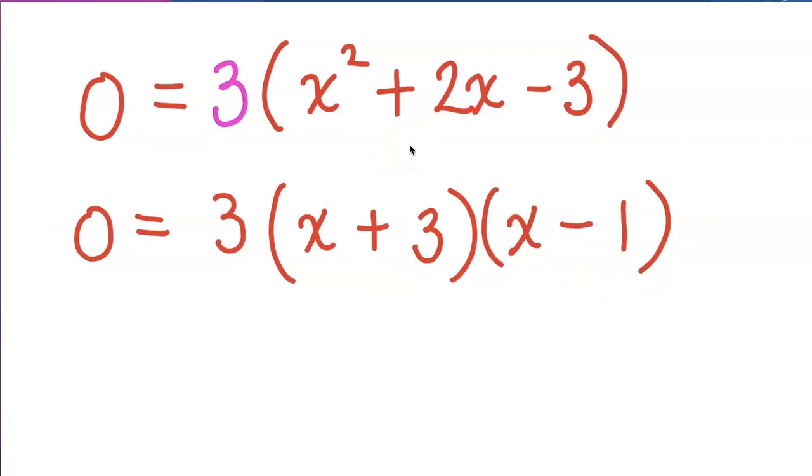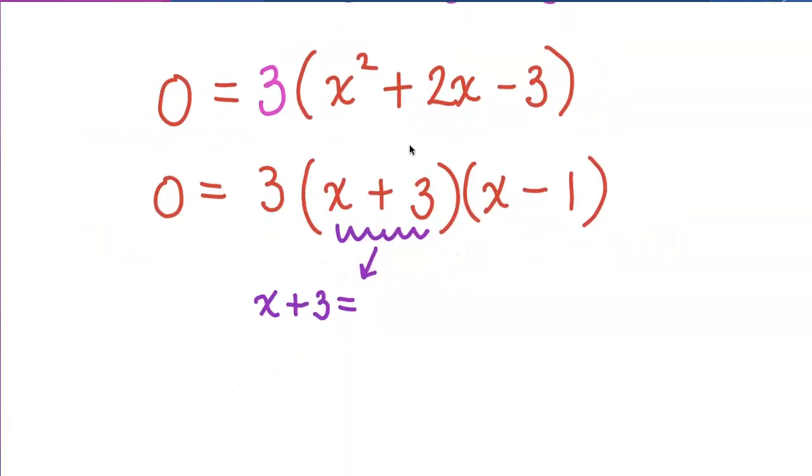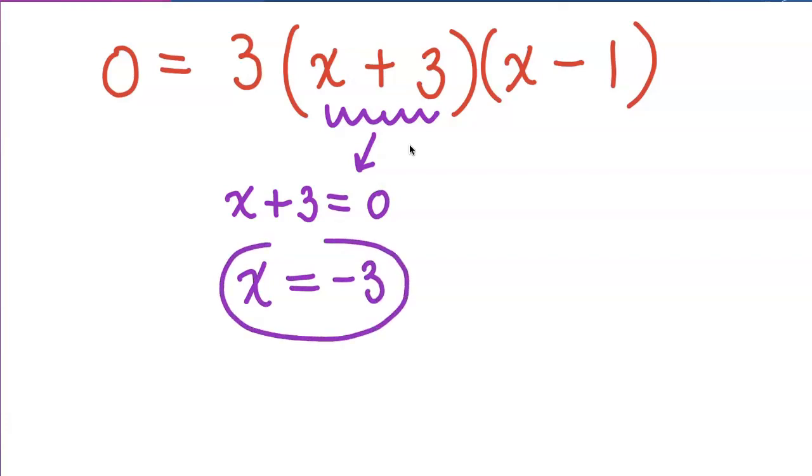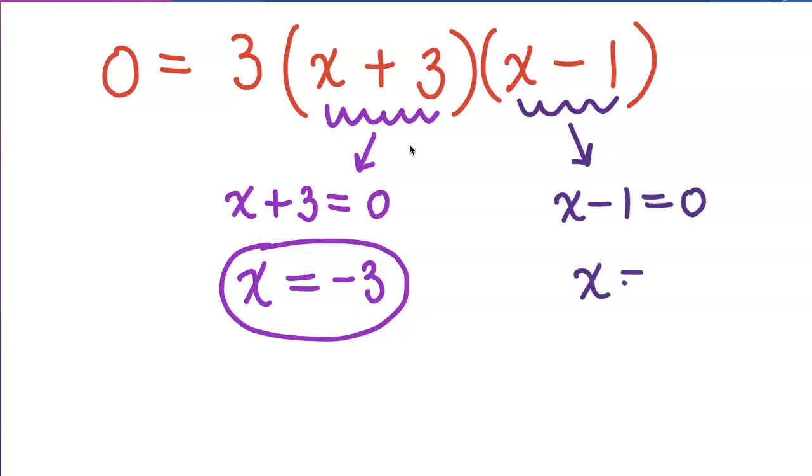All right, I'm almost done finding critical values. Let's set each of these equal to 0. x plus 3 equals 0 when x is equal to negative 3. So we found the first critical value. The first critical value is x equals negative 3. The second critical value is the number that makes x minus 1 equal 0, and that number is x equals 1.